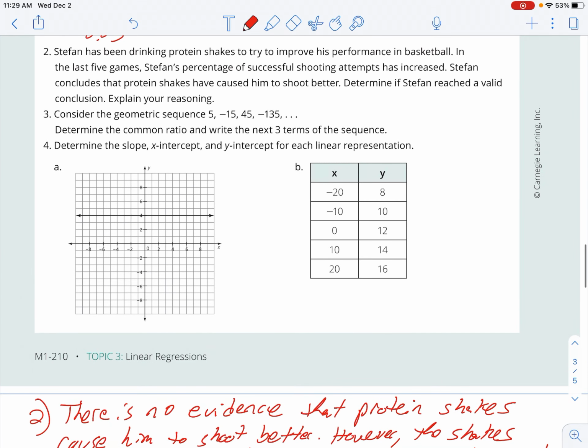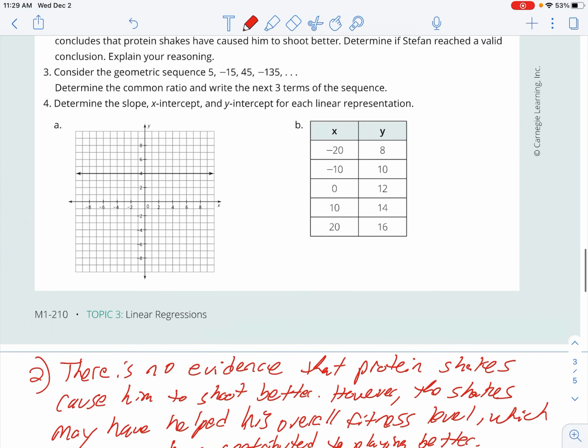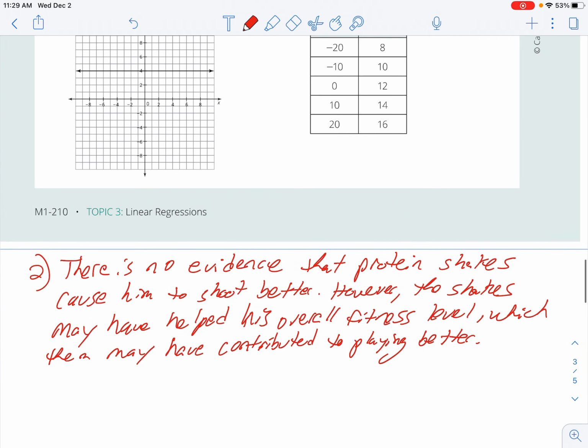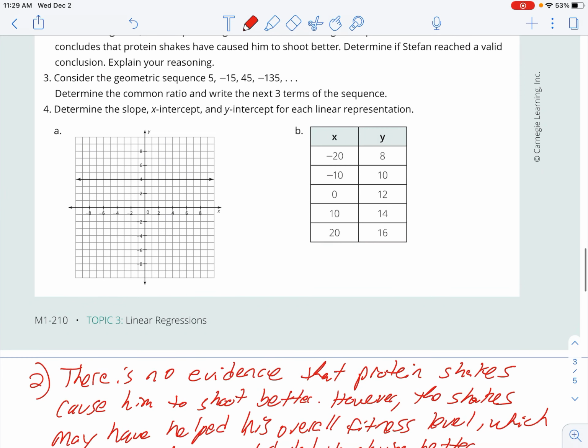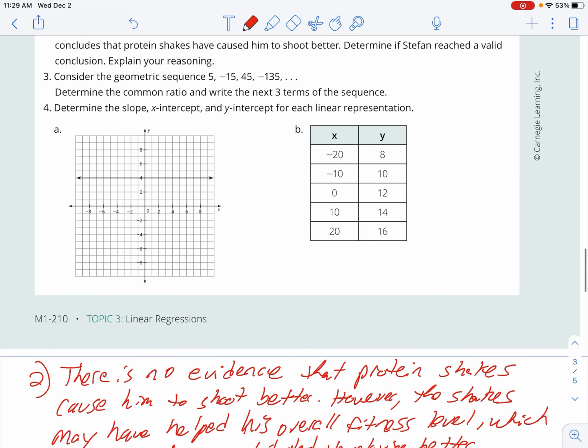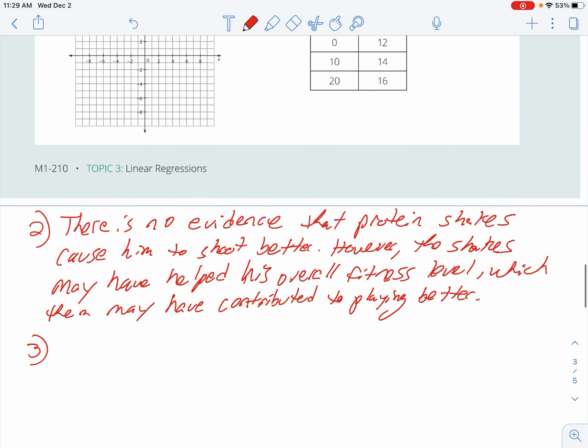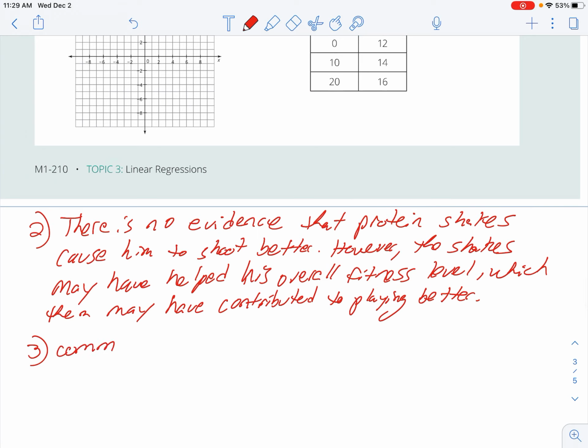Number 3, consider the geometric sequence. Determine the common ratio and the next 3 terms of the sequence, okay? So number 3, we're seeing 5, negative 15, 45. I'm just seeing it's geometric, so that means I'm multiplying by something. Multiplying by what? 5 to negative 15 is pretty obvious there, and negative 15 to 45 should also be pretty obvious. The common ratio, then, you're multiplying by a negative 3.